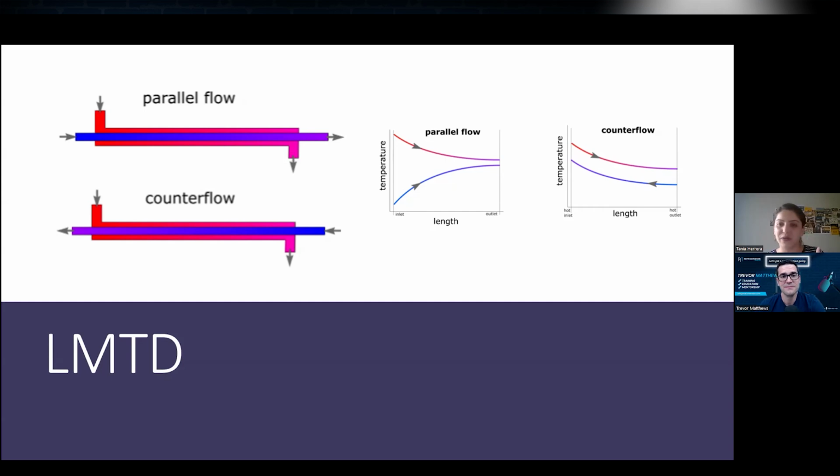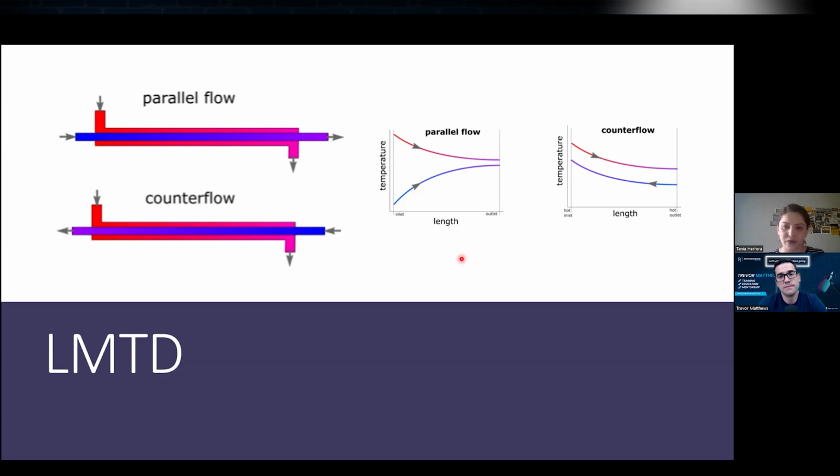In a parallel flow, both the hot and the cold fluid flow in the same direction, entering at one end and exiting at the other end. So the temperature difference between these fluids decreases gradually along the length of the heat exchanger. Here in this graphic, we can see how the temperature difference is getting smaller as the fluids keep flowing.